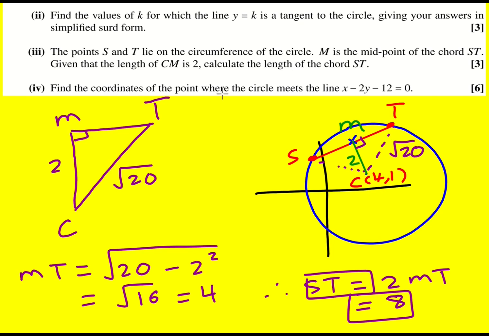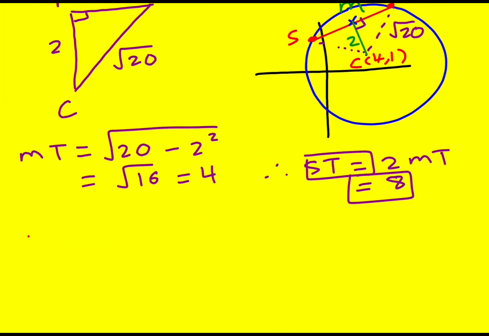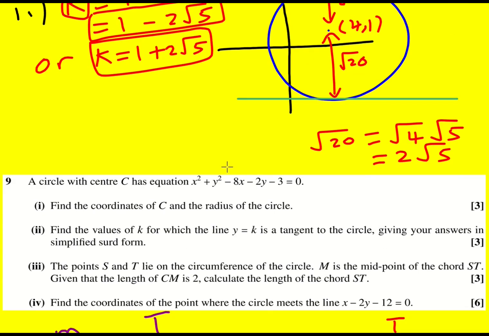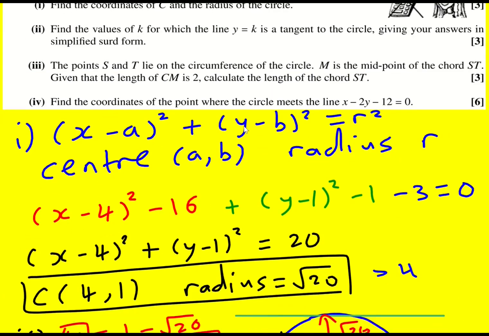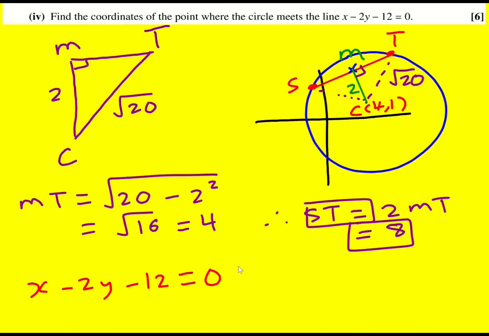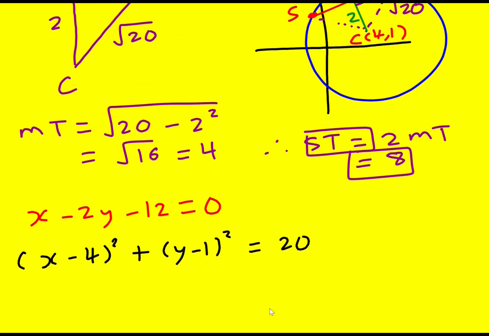Finally, we're asked to find the coordinates of the point where the circle meets this line, x minus 2y minus 12 equals 0. And there's two options here. We can either use the original form of the circle, or we can use this completed square form that we had before. And life's going to be a little bit easier with this one, just because I don't have as many terms.